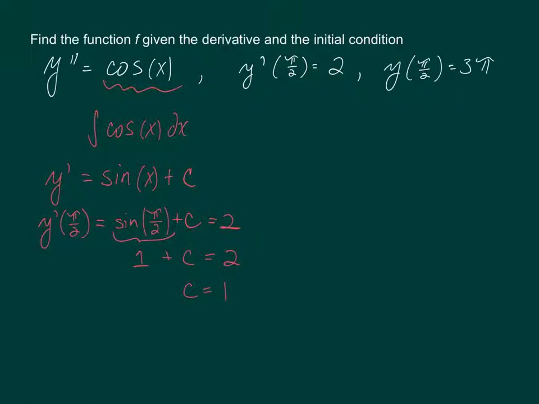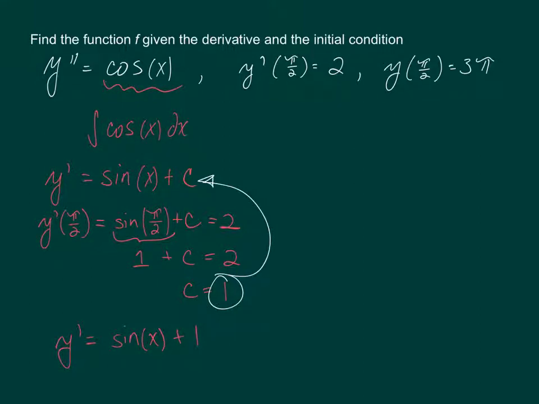So that's good, except you can't just have a first derivative with a c and then find out this little bit of information about c and then not do anything with it. We need to substitute this one back into the first derivative. So our first derivative now becomes y prime equals the sine of x plus 1. This c value got substituted in.